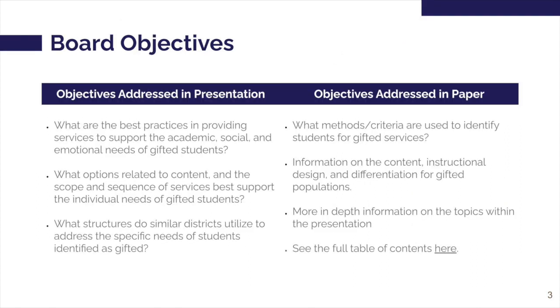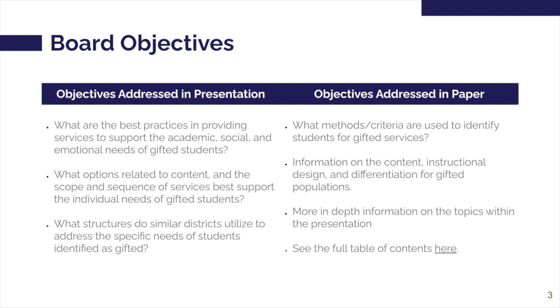The big topics in our presentation tonight are what are the best practices in providing services to support the academic, social, and emotional needs of gifted students? What options related to content and the scope and sequences of services best support the individual needs of those students? And what do similar districts to us utilize to address these needs as compared to what we do? And then in addition to what we'll be going over in our presentation, you can also find in the paper the methods and the criteria that are used to identify students for gifted services, information on the content, instructional design, and differentiation for gifted populations, and then more information about all of the things that we're going to talk about. Next up, we have Toya.